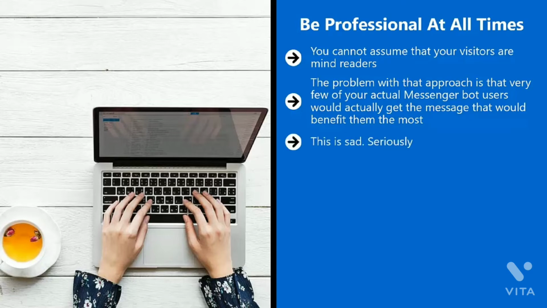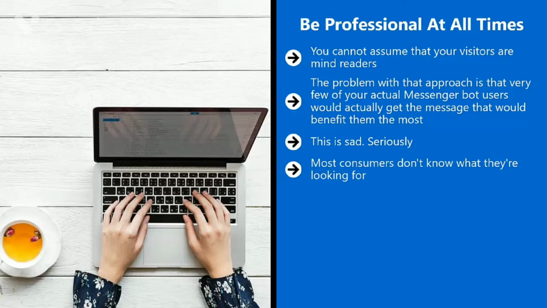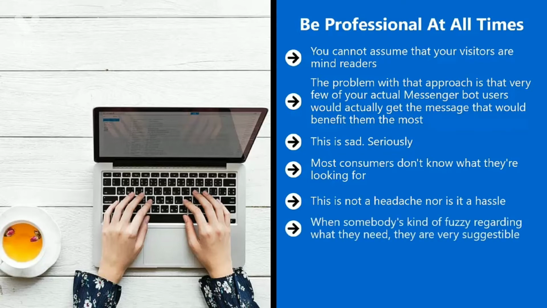This is sad. Seriously. You're wasting a tremendous amount of opportunity precisely because you assumed that people finding themselves in your Messenger bot dialogue system know what they're looking for. Most customers don't know what they're looking for. Even if they find themselves on your website, and even if they are interested generally in what you have to offer, you have to hold them by the hand. This is not a headache, nor is it a hassle. In fact, you should look at it for what it is. It's a golden opportunity. When somebody's kind of fuzzy regarding what they need, they are very suggestible. This means you can position the conversation in such a way that they may buy something that they normally wouldn't buy, or they would buy more of something that they already are intent on buying.